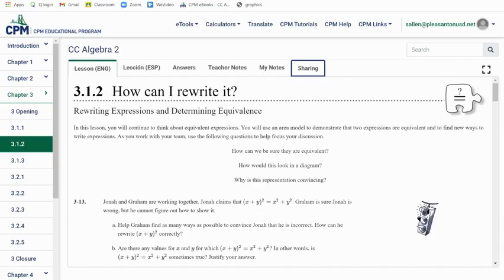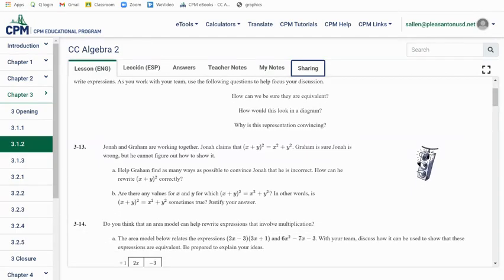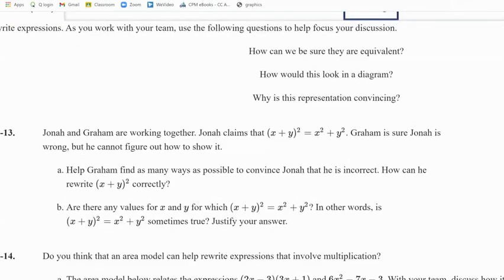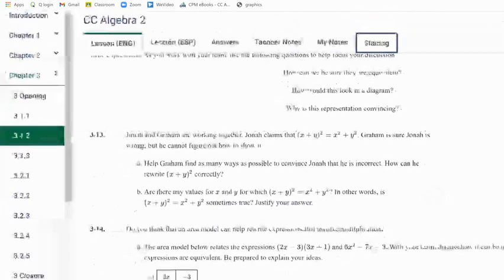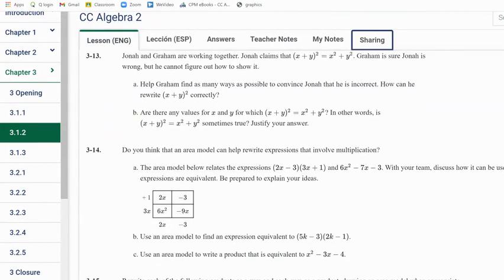The first question of the classwork is going to take us back to Algebra 1. That concept of, is the quantity of x plus y squared equal to x squared plus y squared? Hopefully we all can answer that. And then they're going to talk about, well, what are different ways that we can prove that that is or is not true? Problem 14 is then going to go into area model.